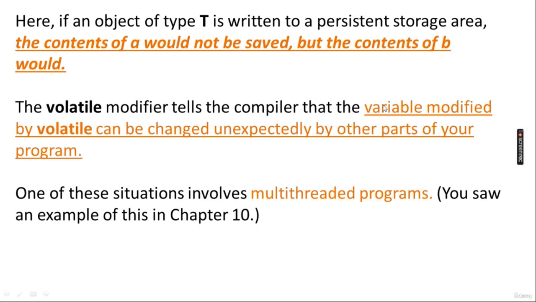Here, if an object of type T is written to a persistent storage area, contents of A would not be saved, but contents of B will be. The volatile modifier tells the compiler that the variable modified by volatile can be changed unexpectedly by other parts of your program. One of these situations involves multi-threaded programs.